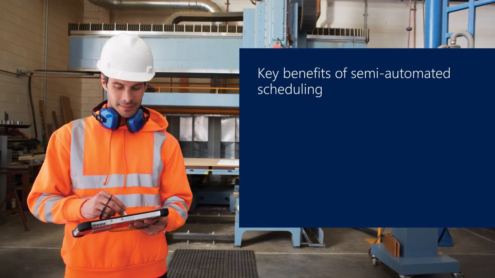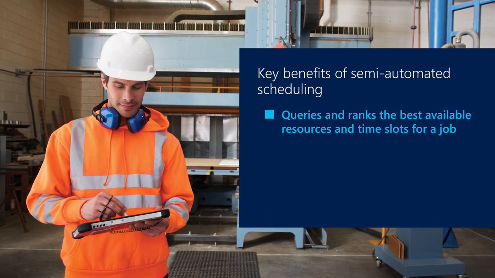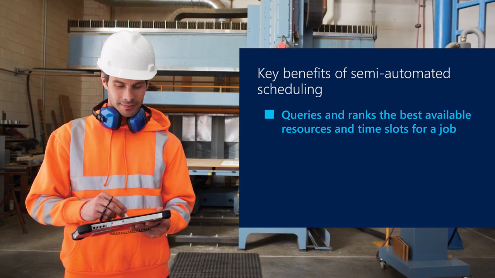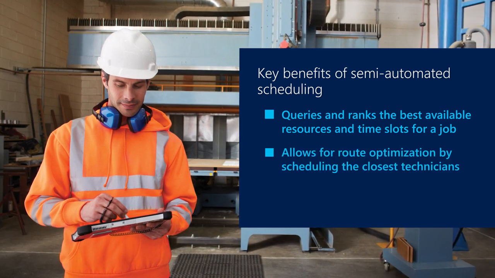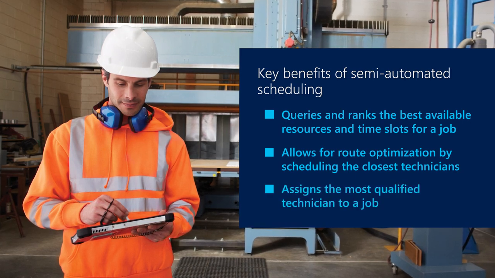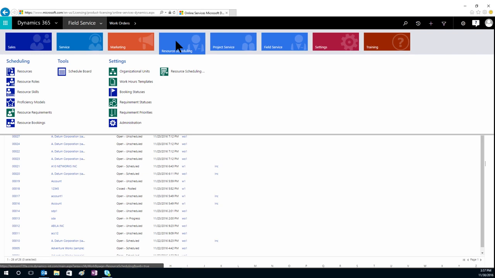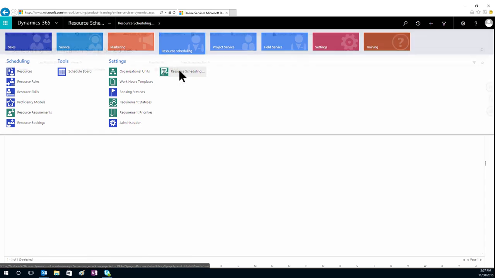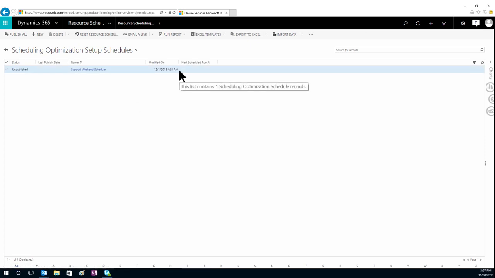Key benefits of semi-automated scheduling are it queries and ranks the best available resources and time slots for a job. It allows for route optimization by scheduling the closest technicians and assigns the most qualified technician to a job. Larger organizations can use the resource scheduling optimization solution to automatically schedule multiple work orders on a recurring basis. This minimizes travel time and makes efficient use of all resources.